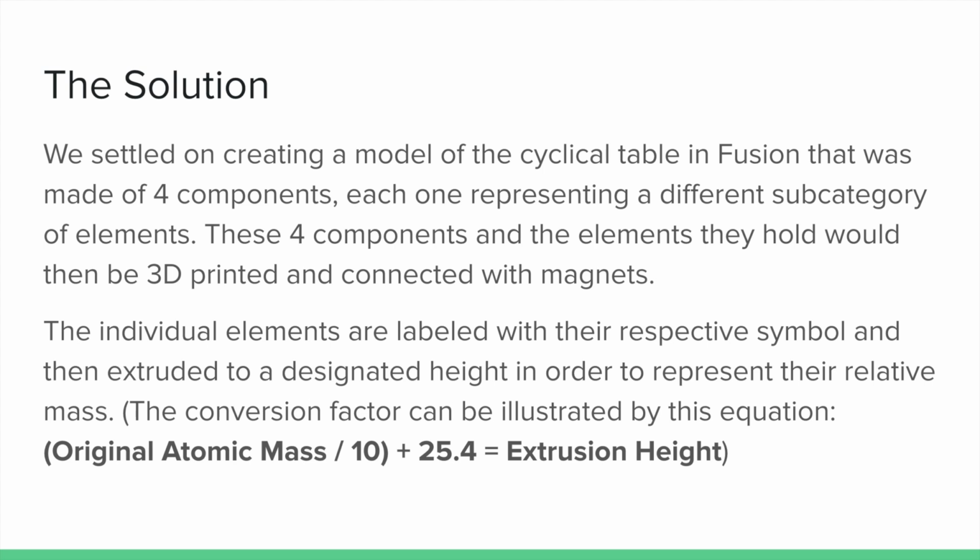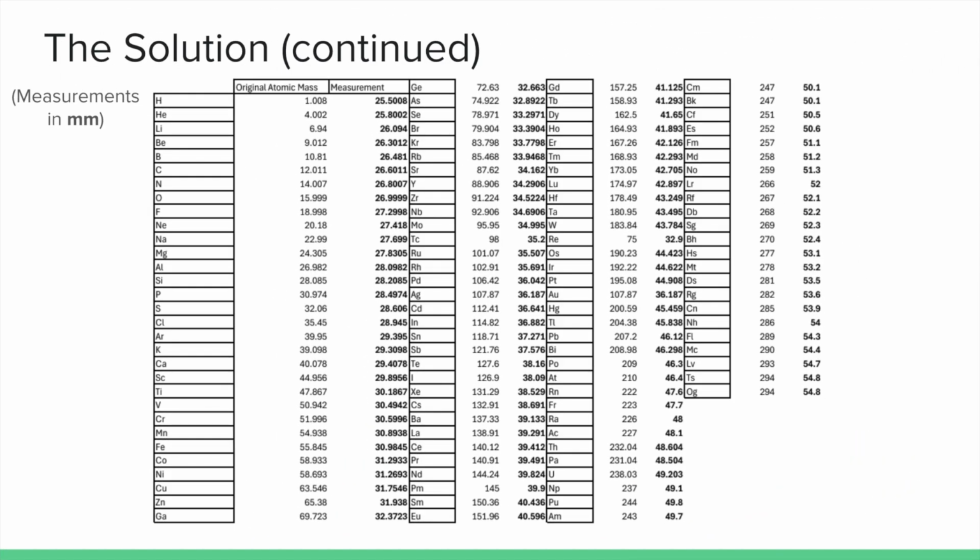The individual elements are labeled with their respective symbol and then extruded to a designated height in order to represent the relative mass. The conversion factor can be illustrated by this equation. To sum this up, the greater the atomic mass, the greater the height of the element in the 3D model. Attached with the solution, we have every single element as well as the converted extrusion height using the formula.